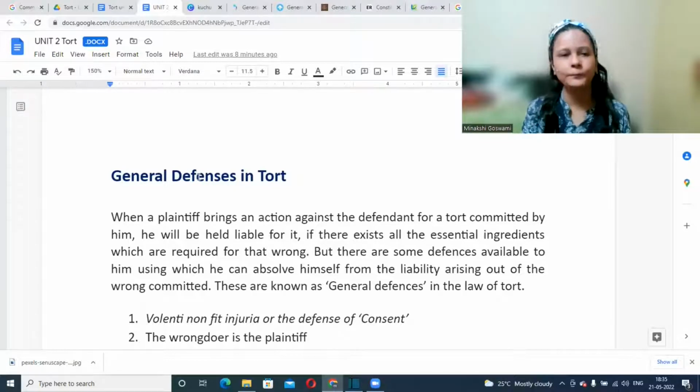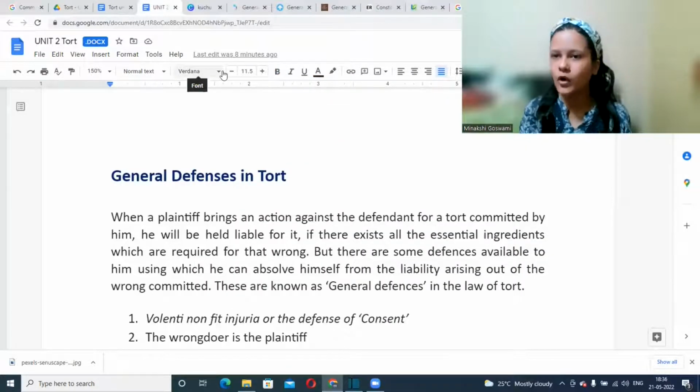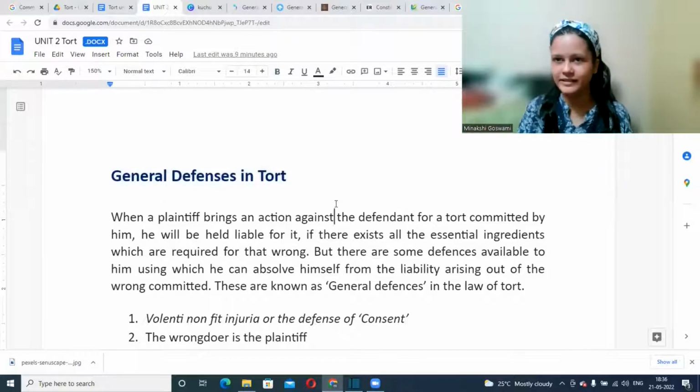It's not like that. Unit 1 was all about what tort is. Once we understand what tort is, what the elements are and everything, before starting with different types of torts, it becomes very important for us to study general defenses.